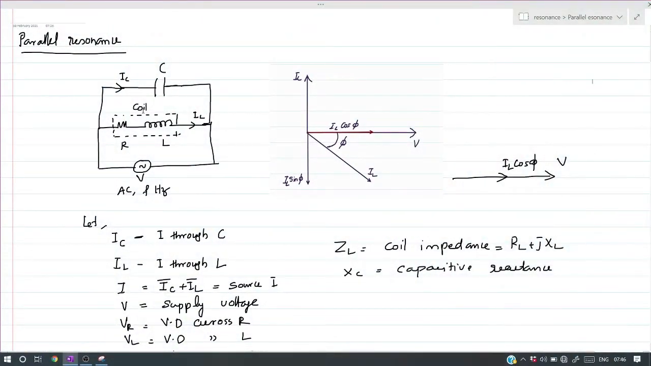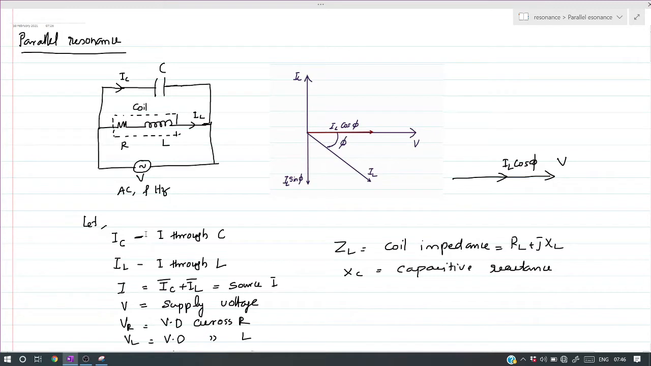In this video, let's discuss parallel resonance. For that, let's consider a parallel circuit where a coil is connected in parallel with the capacitor and the combination is connected across an AC voltage source of variable frequency f hertz.